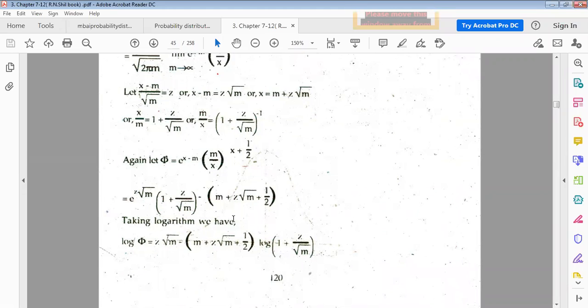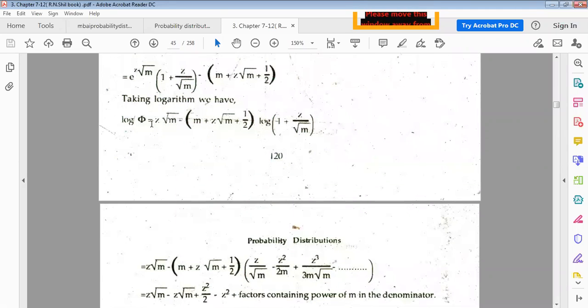Now taking logarithm on both sides. So log phi equals to log e to the power this. That means only this log e will be cancelled by the properties of logarithm, so only this exists. Then plus log this, but this is the power, so it will come before the log: minus m plus z root m plus half, then log 1 plus z by square root of m.